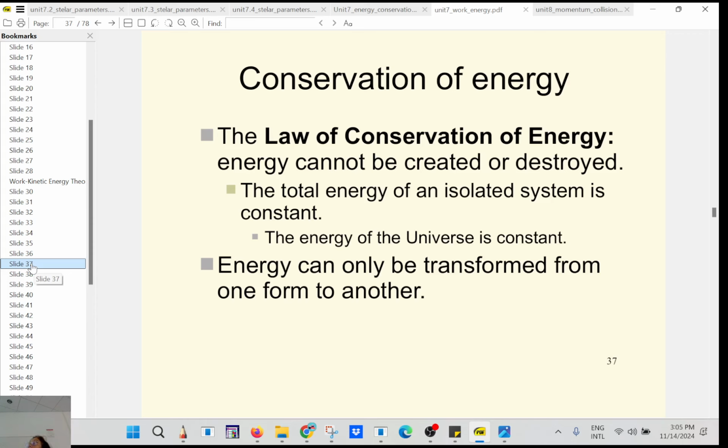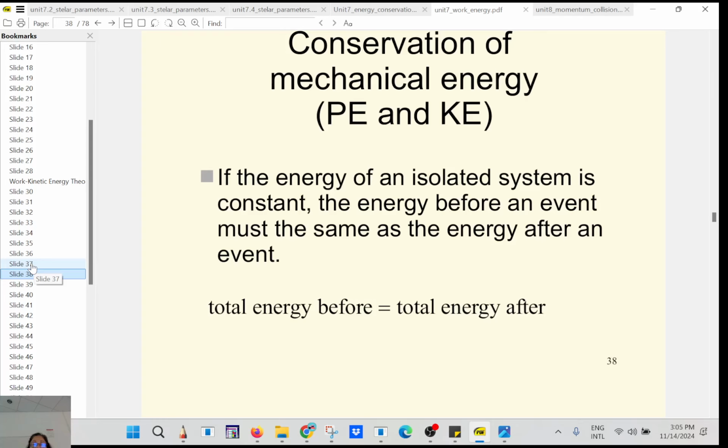Okay, so now we move to conservation of energy. Conservation of energy is just a different way to write the work-kinetic energy theorem: the net work equals the change in kinetic energy. It's exactly the same thing written differently. It's one of the fundamental laws of conservation. You have conservation of mass, of electric charge, of spin, of momentum, and here you have conservation of energy. If there is no friction and no air resistance, the total amount of energy before equals the total amount of energy after, which means potential energy plus kinetic energy before equals potential energy plus kinetic energy after.